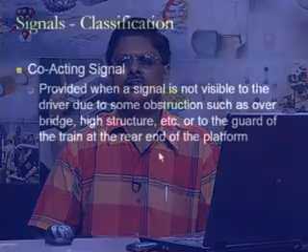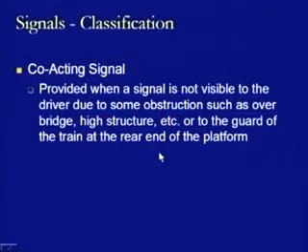Now, there is another category of signal which is termed as coacting signal. Coacting signals are provided when the signal is not visible to the driver due to some obstruction such as an overbridge, high structure, etc., or to the guard of the train at the rear end of the platform. In the previous case, there was a curvature in the platform, and due to that curvature the driver or the guard was not in a position to see the signal.